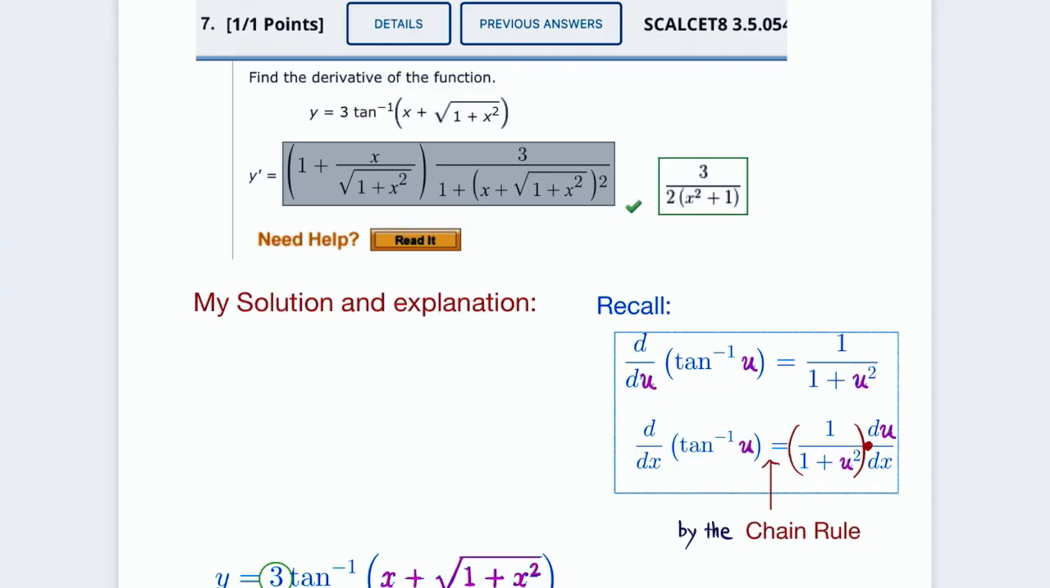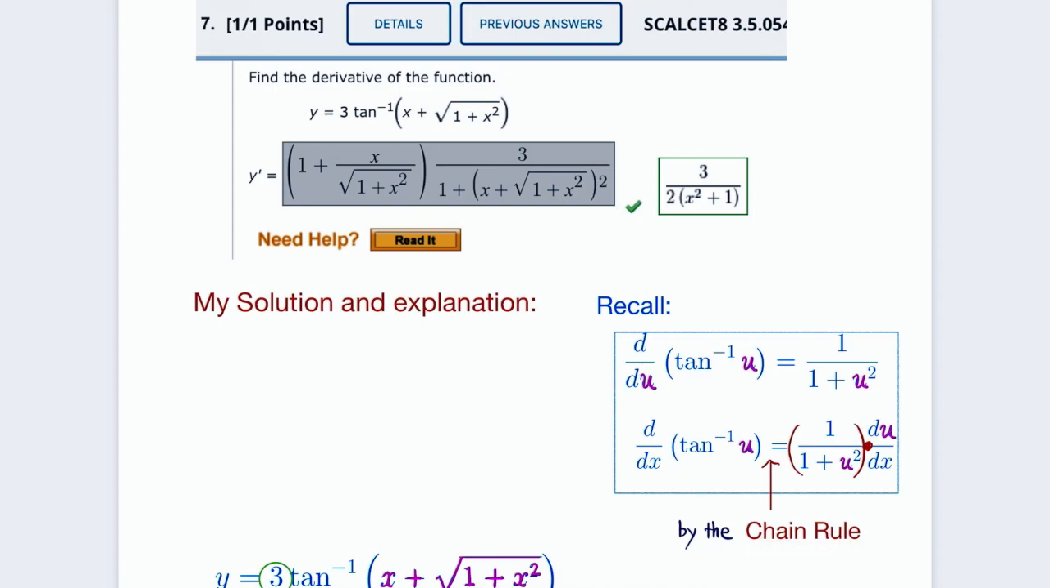Now let's go over this problem. To find the derivative of this function, we need to use the chain rule. Remember, the derivative of inverse tangent of u with respect to u is 1 over 1 plus u squared. The derivative of inverse tangent u with respect to x, notice that this is x, not u. Then you have to use the chain rule.